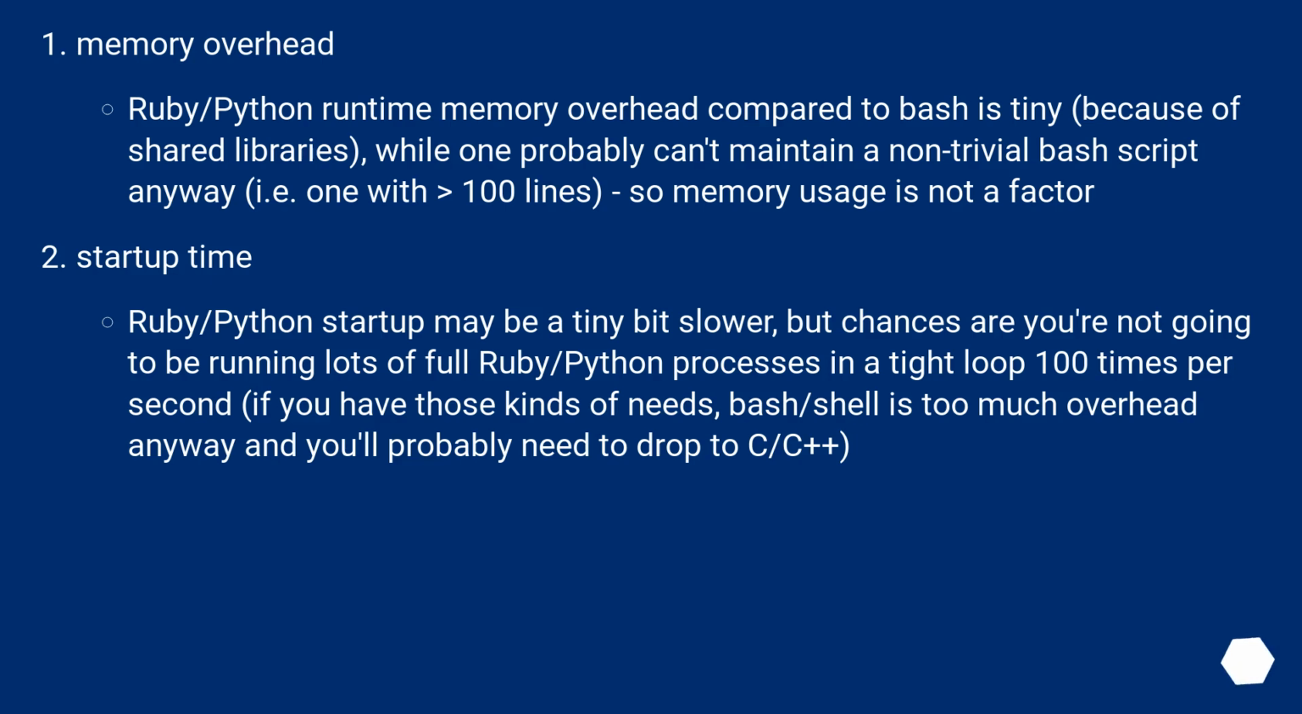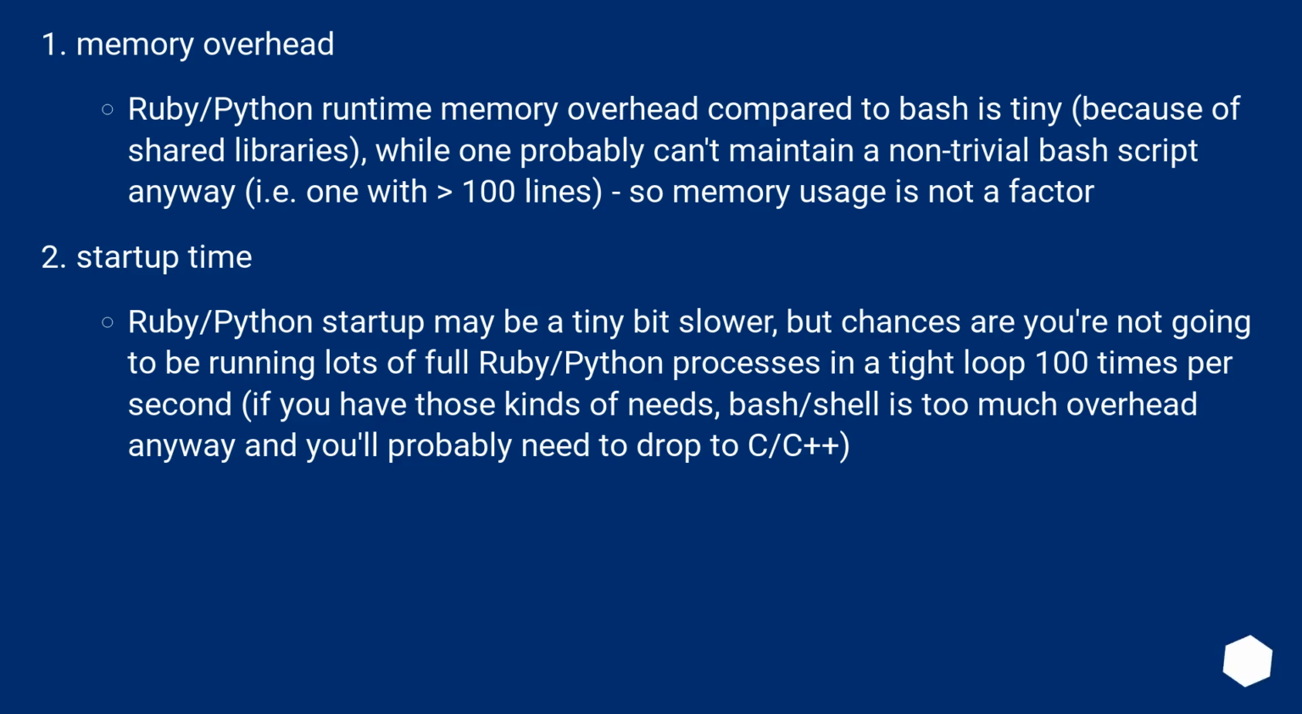Memory overhead. Ruby/Python runtime memory overhead compared to Bash is tiny, because of shared libraries, while one probably can't maintain a non-trivial Bash script anyway, i.e. one longer than 100 lines, so memory usage is not a factor.